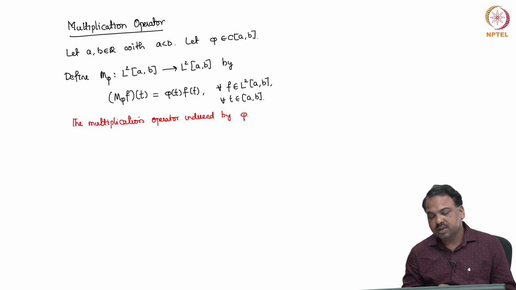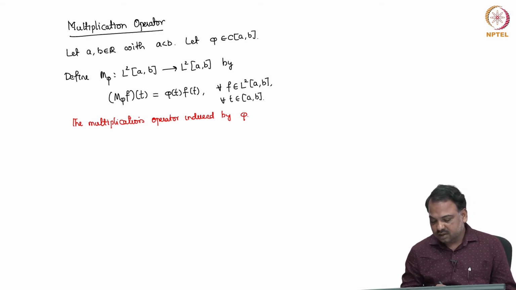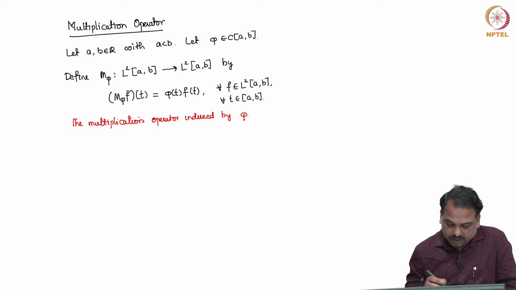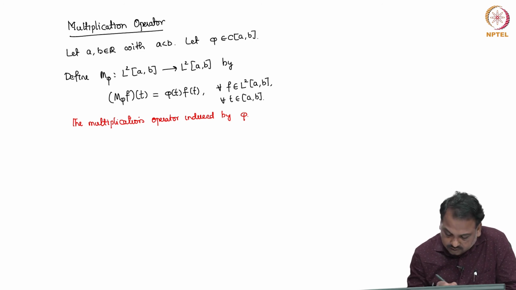And in fact, if you know the properties of phi, we can find out the properties of M phi, and we will be looking at those properties at a later stage. Our aim is to show that this is a bounded operator, and the next thing to find is the norm of M phi. So let us consider.